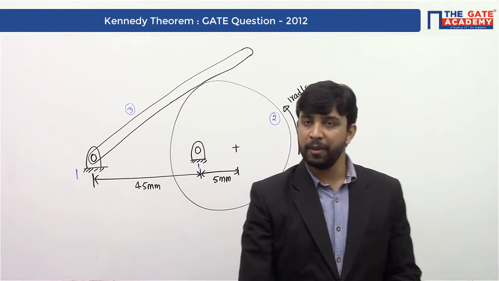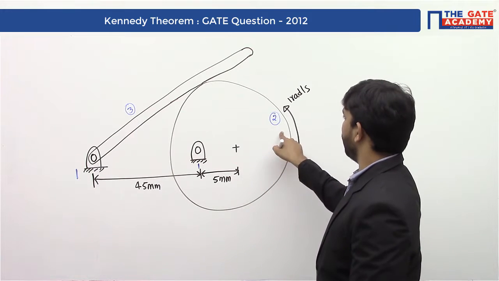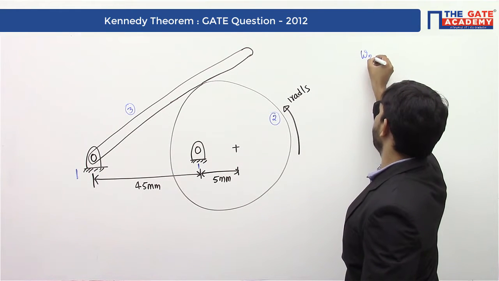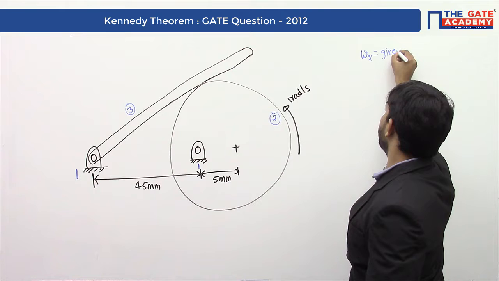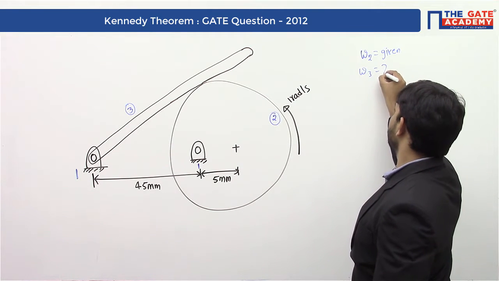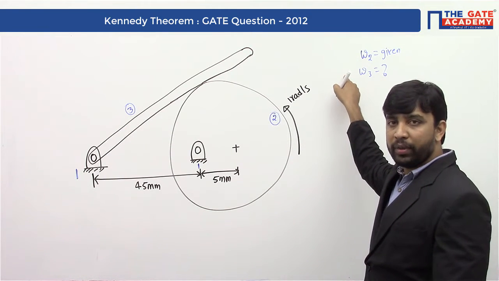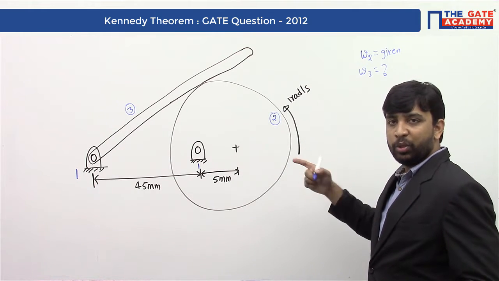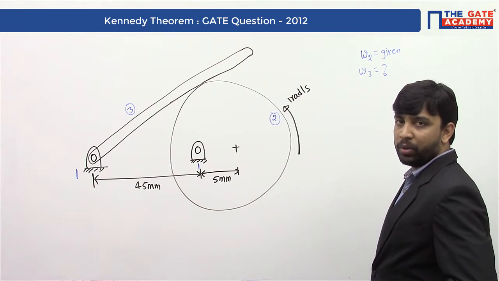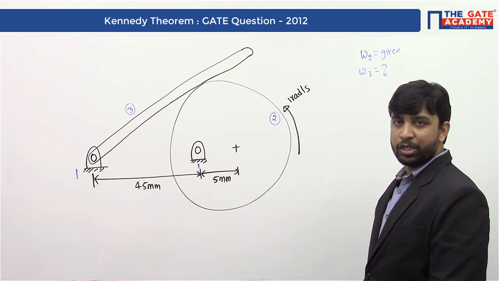These are 3 links. Omega 2 is given in the question, and he is asking us to find out omega 3. So now you know angular velocity of one link and you want to find out angular velocity of another link. So you can solve the problem by using the relative velocity, angular velocity ratio theorem.